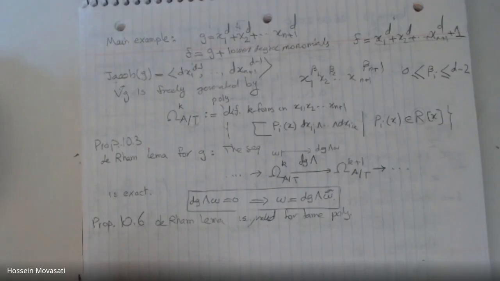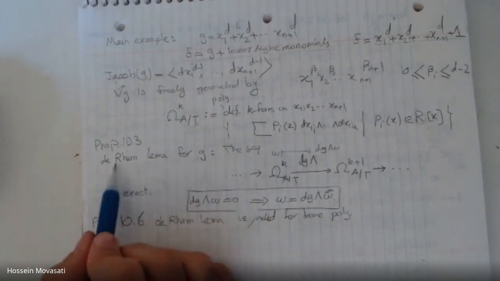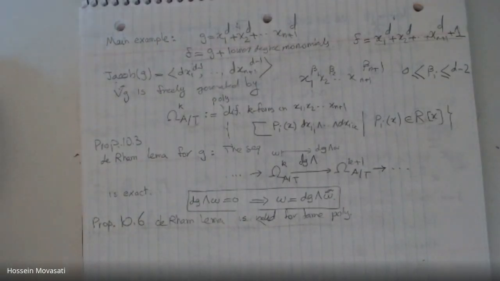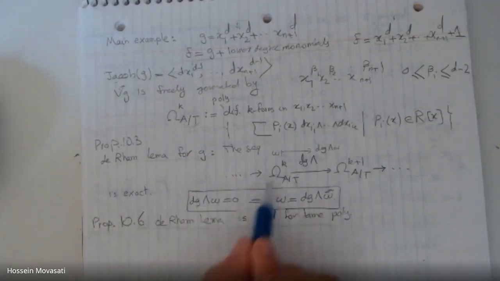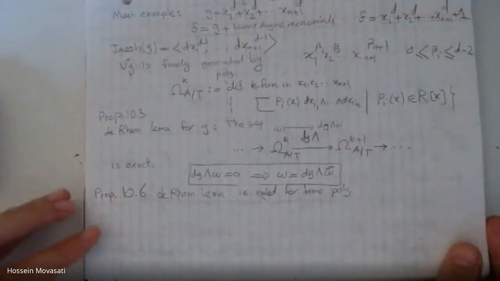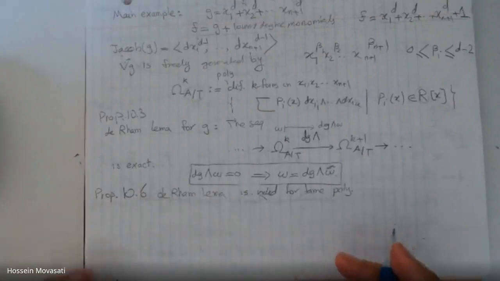And the proof, once you assume the de Rham lemma for G, is a straightforward, purely algebraic proof. You just have to make the control of lower order monomials. So for the moment it is just good to know this statement.